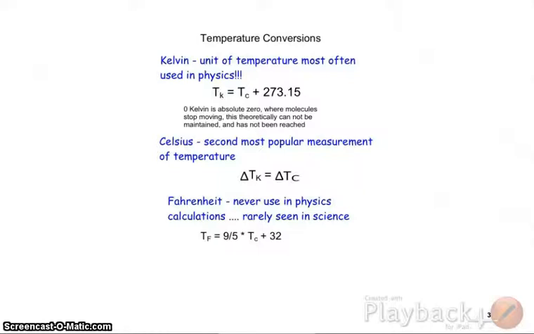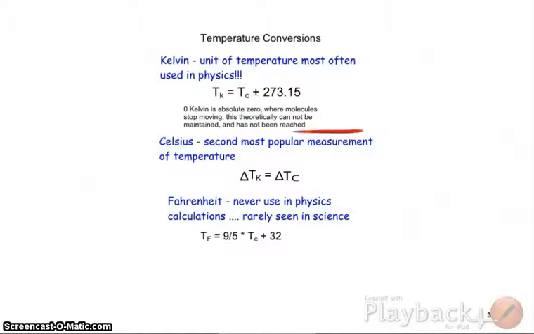Temperature conversions. Now there's a couple of different units of temperature: Kelvin, Celsius, and Fahrenheit. Kelvin is the unit of temperature most often used in physics. 0 Kelvin is absolute zero, which is where the molecules stop moving. You can calculate temperature in Kelvin by adding 273.15 to the temperature in Celsius.